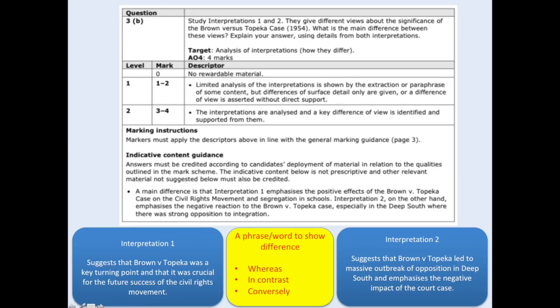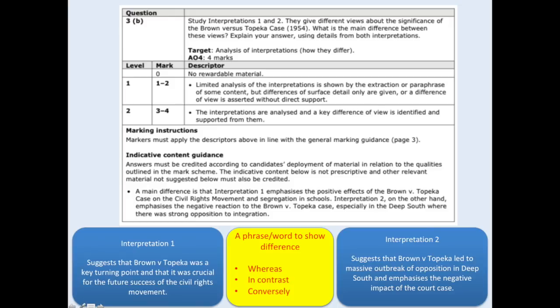And you can see my thoughts down here. Interpretation 1 suggests that Brown versus Topeka was a key turning point and it was crucial for the civil rights movement. You've got to use some words to show difference, so whereas, in contrast, conversely. I'd get that circled or highlighted in your answer to show where you've done it. But interpretation 2 suggests the opposite, that actually it wasn't.